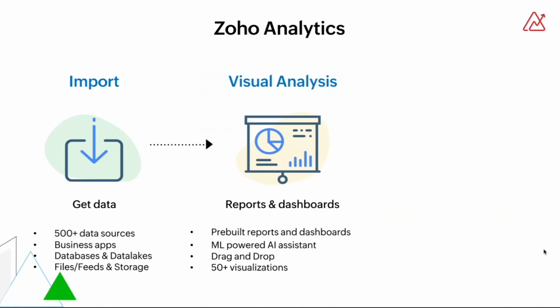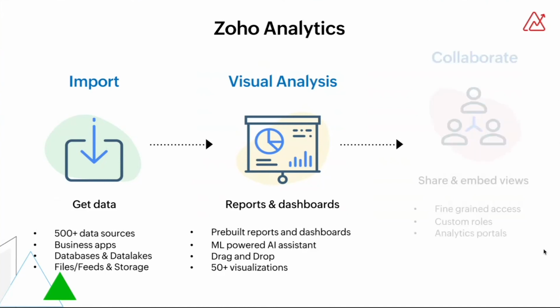And the next is the AI-powered feature, which is Ask Zia. Ask Zia is a chat-like interface where you can ask questions and get insights and reports that are generated instantly. It is built on top of technologies like natural language queries and natural language processing. We also offer a very intuitive drag and drop UI, and we currently provide over 50 inbuilt visualizations, and we keep on updating the list.